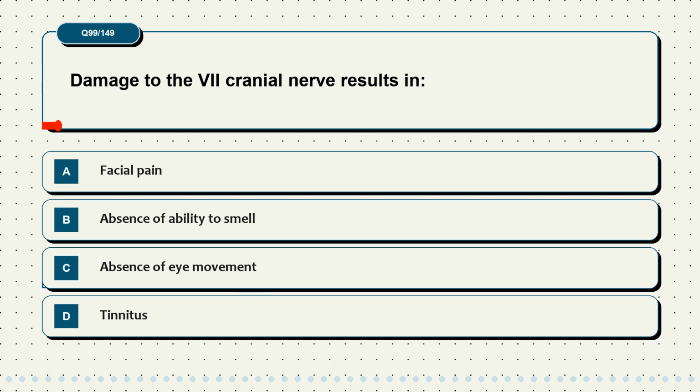Question 99. Damage to the Roman 7 cranial nerve results in. Here are the options. Option A. Facial pain. Option B. Absence of ability to smell. Option C. Absence of eye movement. Option D. Tinnitus.